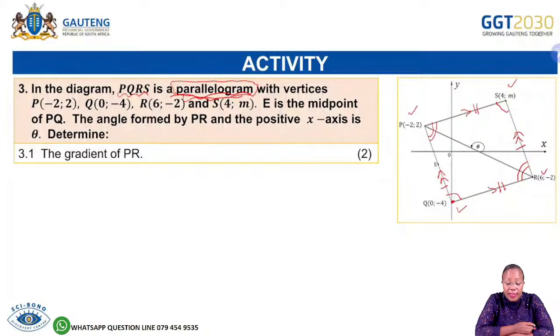And then they say E is the midpoint of PQ. Yes, we have point E there, which is the midpoint of P and Q. The middle point, that means this piece is equal to that one. Okay. Now, the angle formed by PR and the positive x-axis is theta. So we have an angle between the x-axis and that line. Therefore, if it is between the x-axis and the line, grade 12, what do we call that? An angle of inclination. That means that theta is an inclination angle.